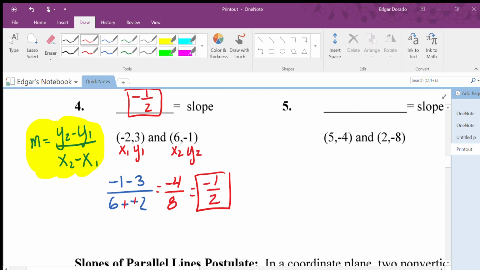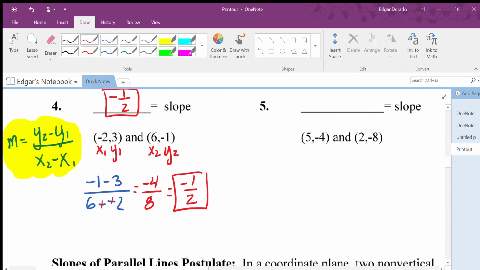That is our slope. Okay, so again, I just used our formula. I went ahead and followed all my steps. I wrote x1, y1, x2, y2 underneath my two points, and that helped me make sure I was doing this correctly. So I'll do one more with you guys, and then I'll have you try out the last one on your own.